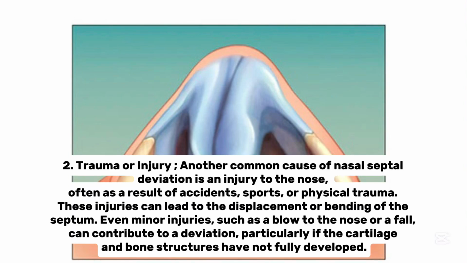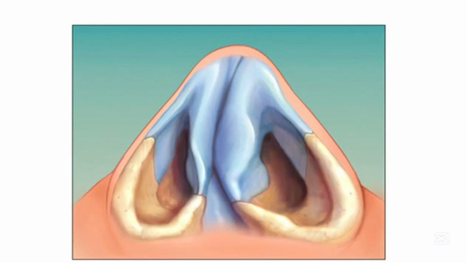2. Trauma or injury. Another common cause of nasal septal deviation is an injury to the nose, often as a result of accidents, sports, or physical trauma. These injuries can lead to the displacement or bending of the septum. Even minor injuries, such as a blow to the nose or a fall, can contribute to a deviation, particularly if the cartilage and bone structures have not fully developed.